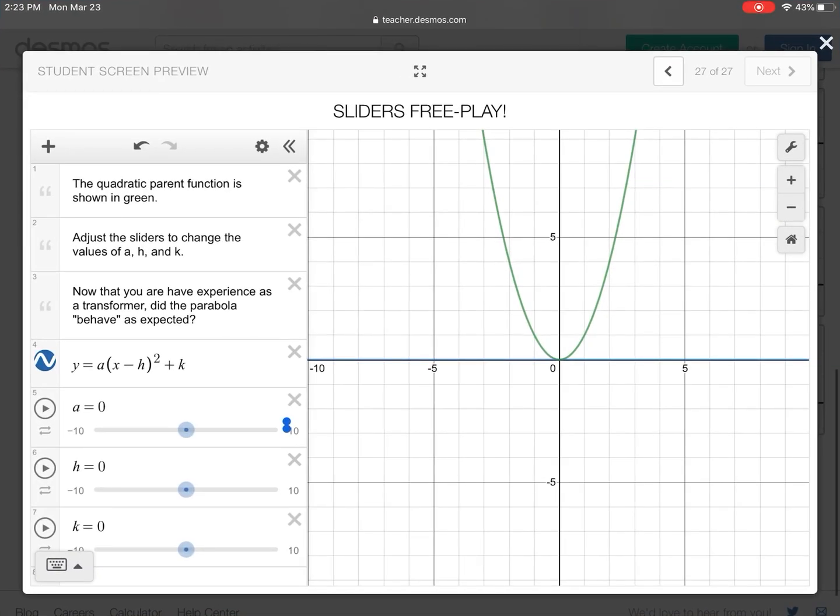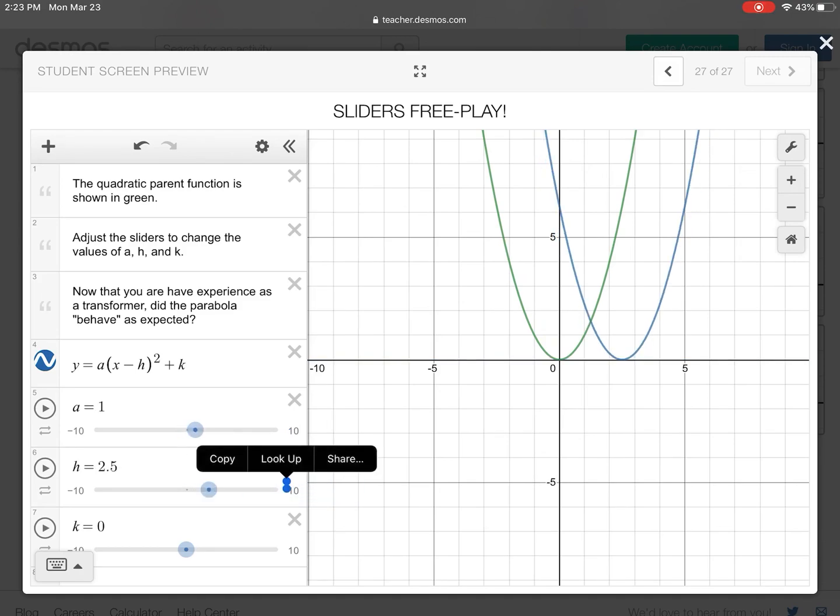Now that was also on here. So I'm going to change H. If it's positive, it should move the graph to the left. And then if it's negative, I should start moving to the right.